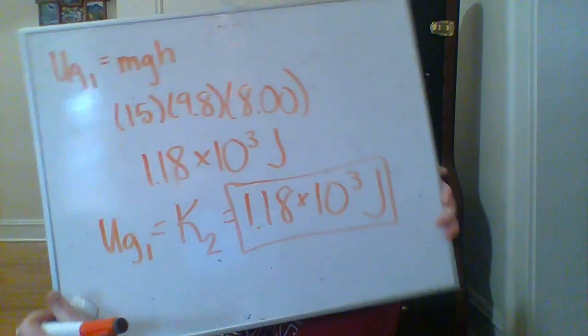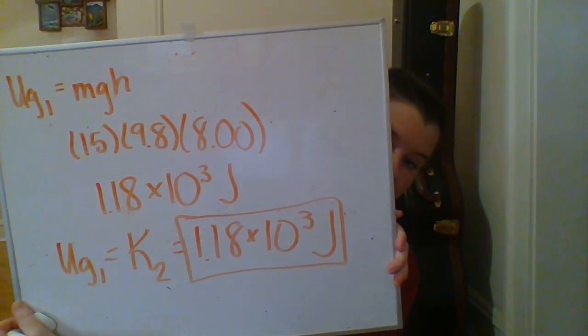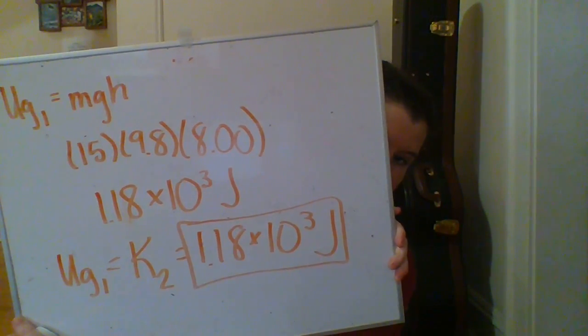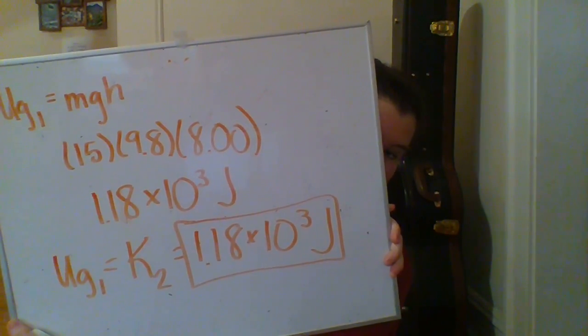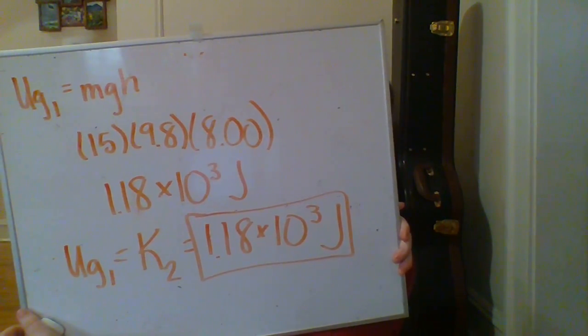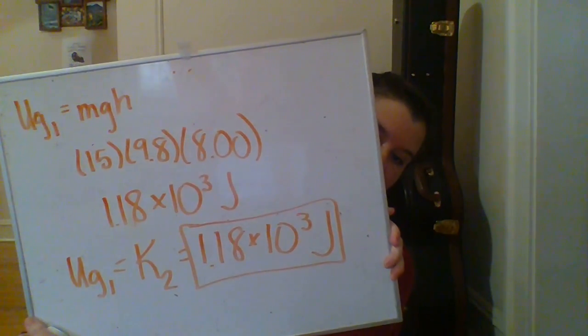If that's a little confusing, go back and look at what we went over just a second ago on the previous page, okay? So the whole reason we had to find the gravitational potential energy at the beginning is so we could find K2.